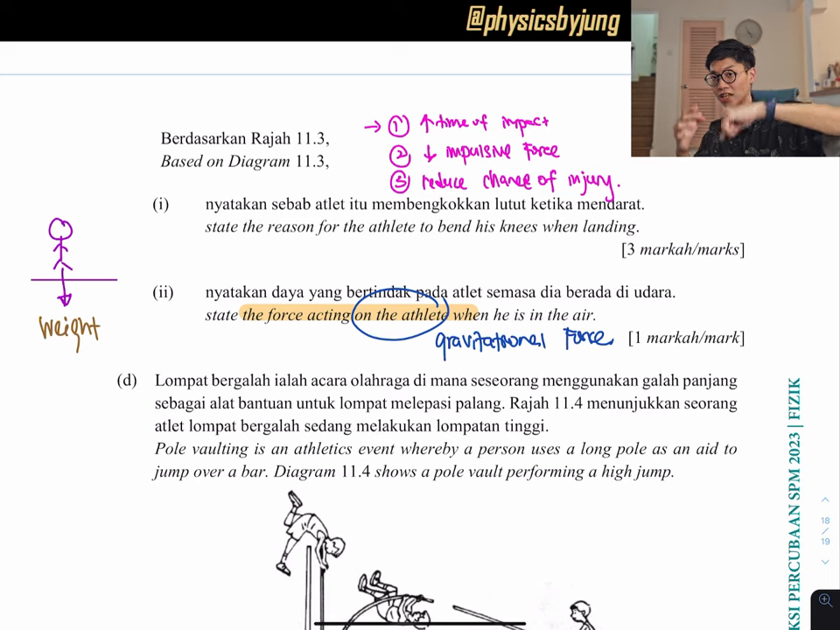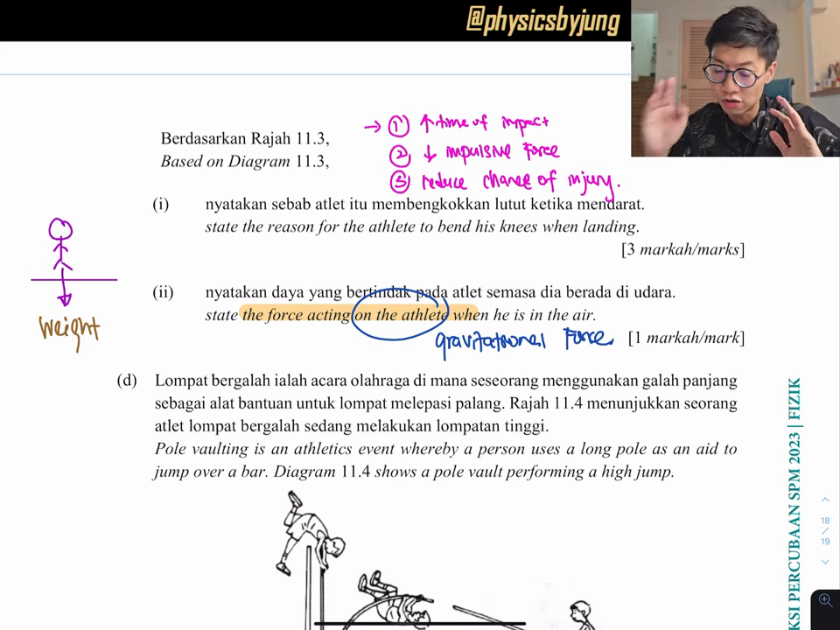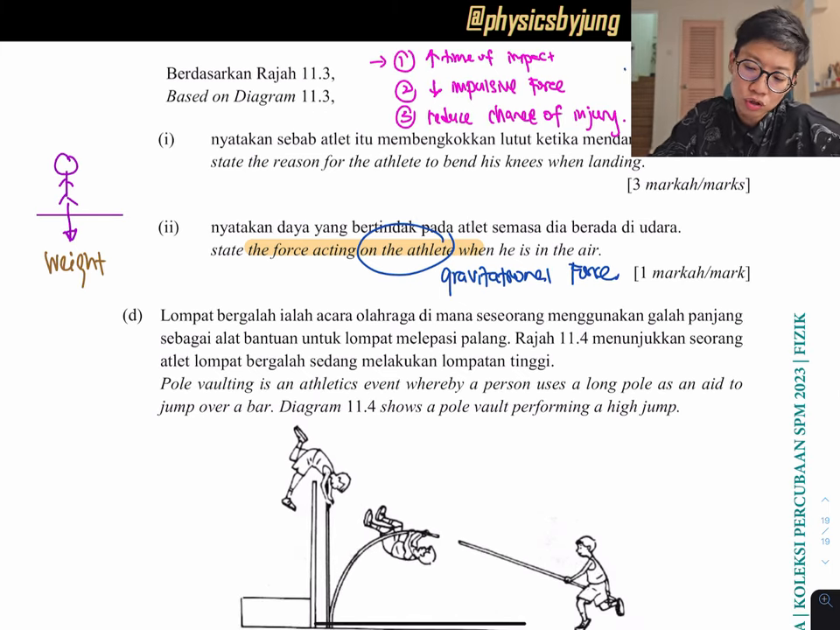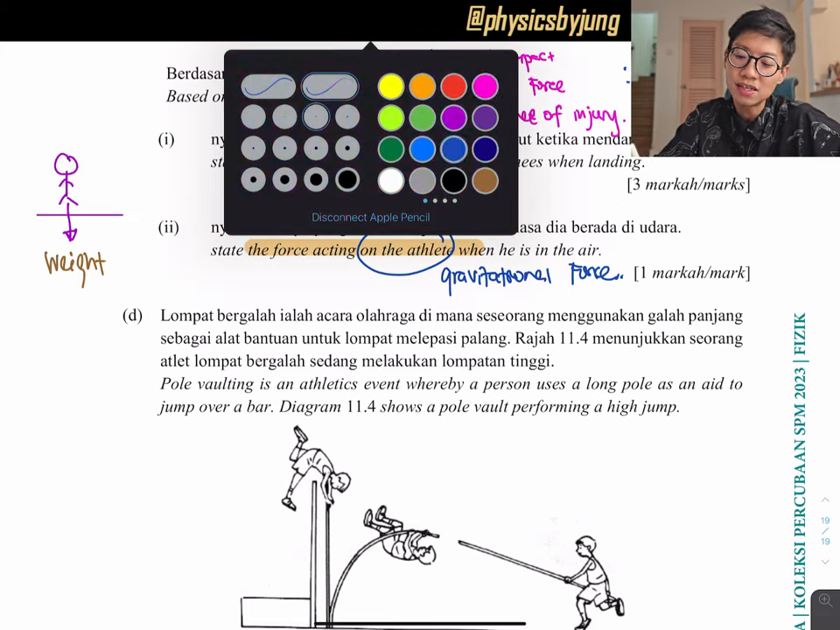Who is acting on the person? The earth. Earth does what to you? Earth pulls you, right? So that is your gravitational force. Okay? So 3 points here, 1 point here, total is 4 marks.